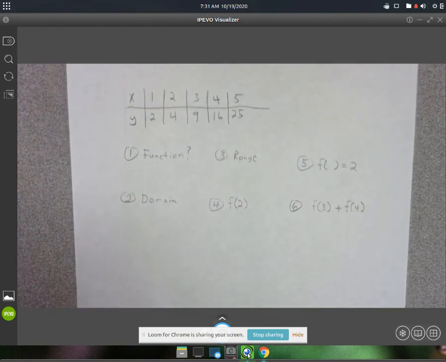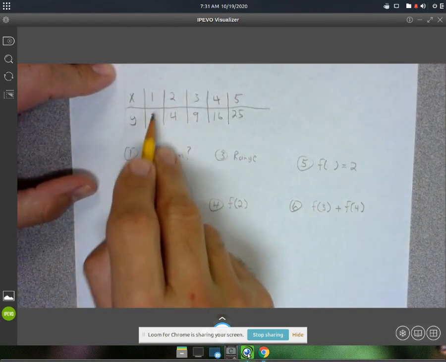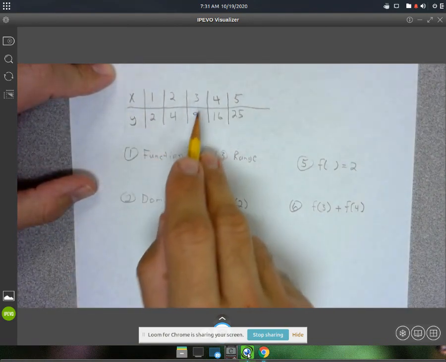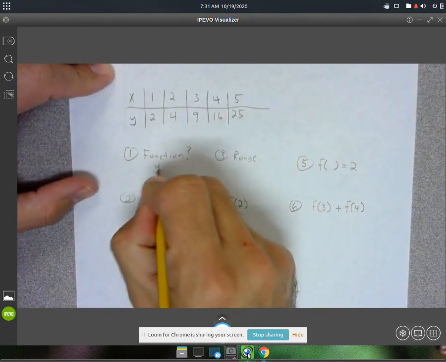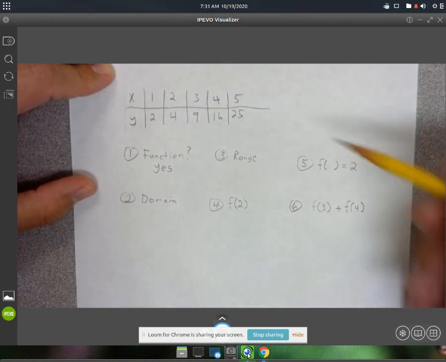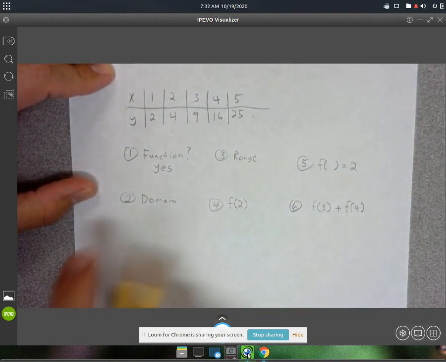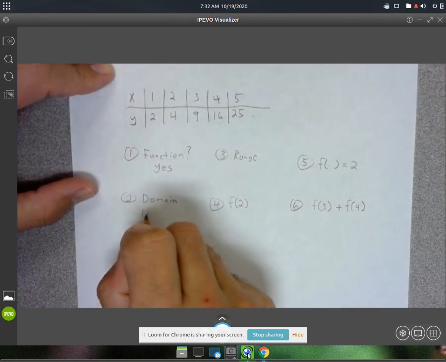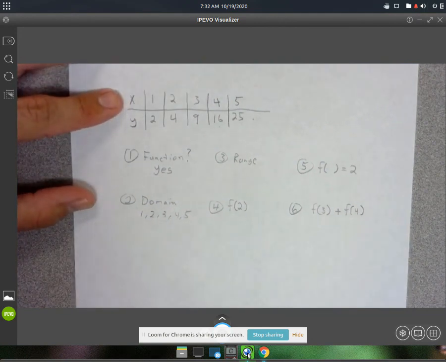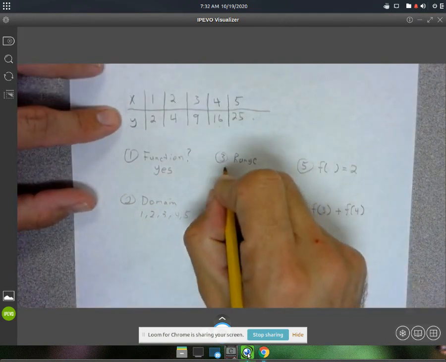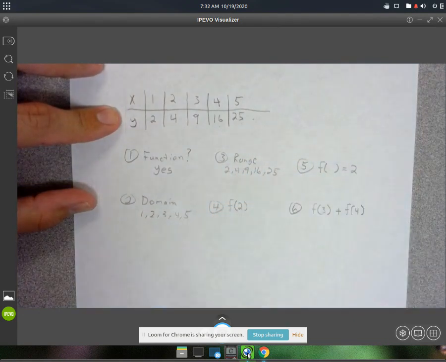All right, little t-table here. All right, so 1 goes to 2, 2 goes to 4, 3 goes to 9, 4 to 16, and 5 to 25. This is a function. Every input goes to only one place, only one output. Your domain is 1, 2, 3, 4, 5. It's all those x values or your inputs. And your range, 2, 4, 9, 16, and 25. It's all of your outputs.